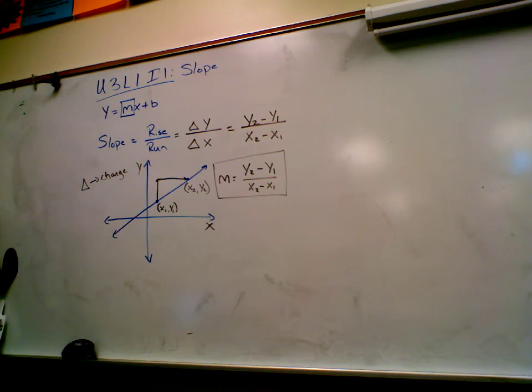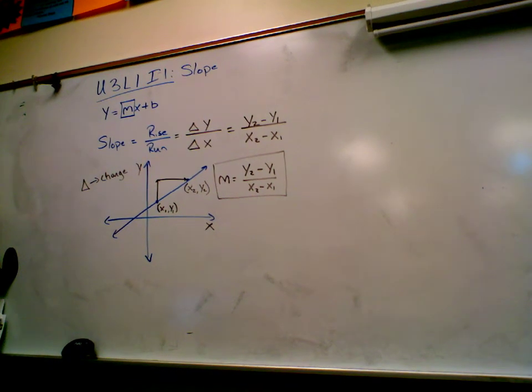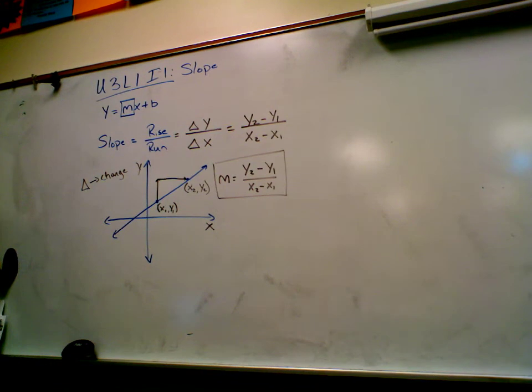Okay? If your x1 is paired with a y, it better be y1. Okay? x2 better be paired with y2. If it's not, then you're setting yourself up to do it incorrectly. Okay? Does that make sense?